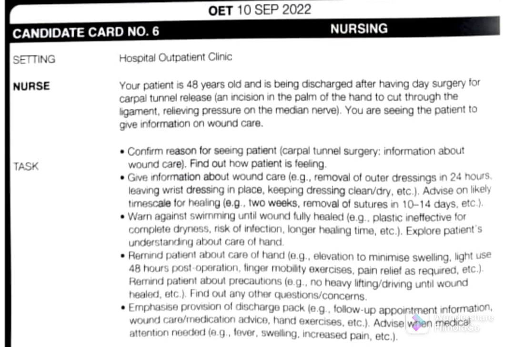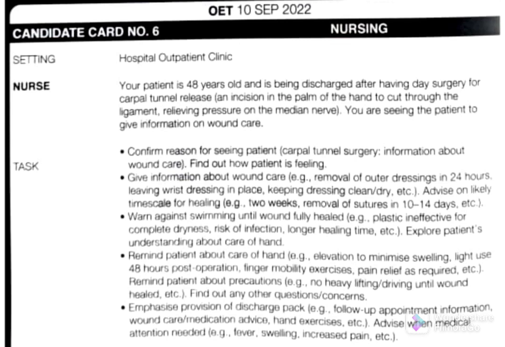I can just give the instruction. Here you have to take care because you are going to give some more advice regarding the wound care, hand care, some restrictions, everything. Here you should not use phrases like you have to, you need to, you should; these things you have to avoid. How can we present the things? The first thing: removal of outer dressing in 24 hours, leaving the wrist dressing in place, keeping the dressing clean and dry. Then advice on the likely timescale for healing, that is 2 weeks, and removal of sutures in 10 to 14 days. Then how can we present?